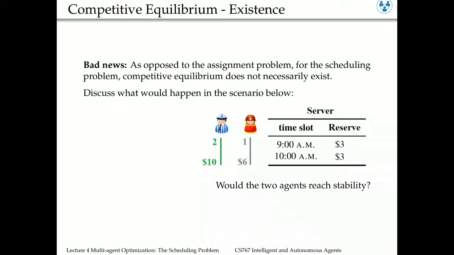So that seems to be a very good thing, but there is some bad news, which makes this problem very different from the assignment problem. Because as opposed to the assignment problem, for the scheduling problem, competitive equilibrium does not necessarily exist. If you analyze the example that I give below, you will see that it's not possible for the agents to get in a state where they're in a competitive equilibrium.